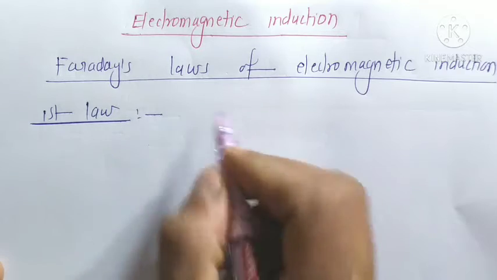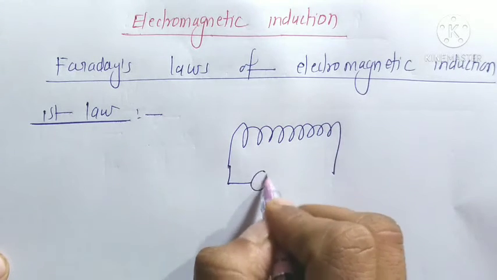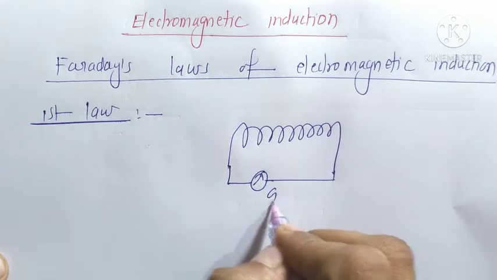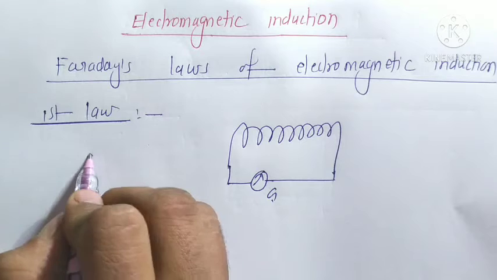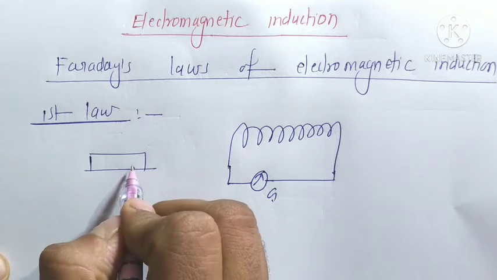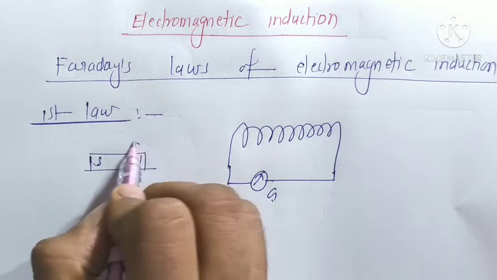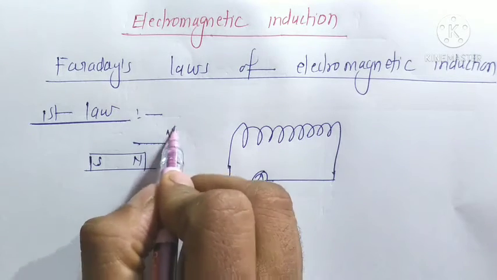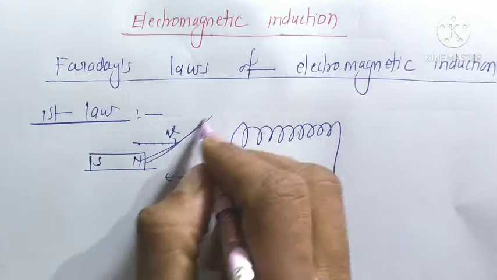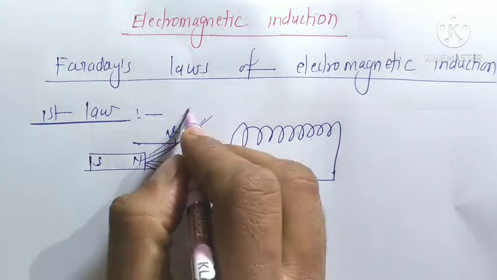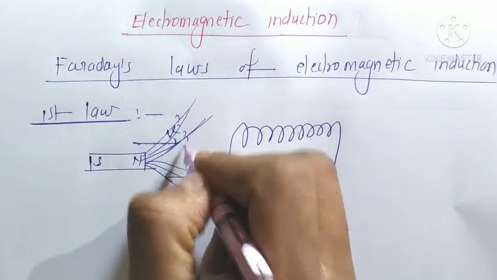Okay, so here we take any coil and connect this coil with a galvanometer. This is a galvanometer and this is a coil. Here, n is the number of turns, and we take any bar magnet. We already know that a bar magnet has two poles, north pole and south pole. When this bar magnet moves towards or away, with some velocity, the magnetic field lines come out from the north pole and enter into the south pole.